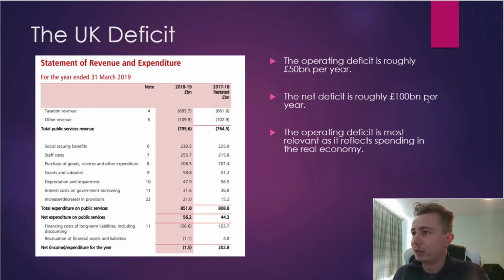So we read the net deficit's roughly 100 billion per year. So that point really, if we look down here after the operating deficit on this row here, there's some other funny movements that get us down to the net. So they're saying they had net expenditure of 200 billion last year, but 1.5 billion this year. Well, I think on average that's about 100 billion. So it's still a big negative figure, basically. So the operating deficit is most relevant as it reflects spending in the real economy, yeah.